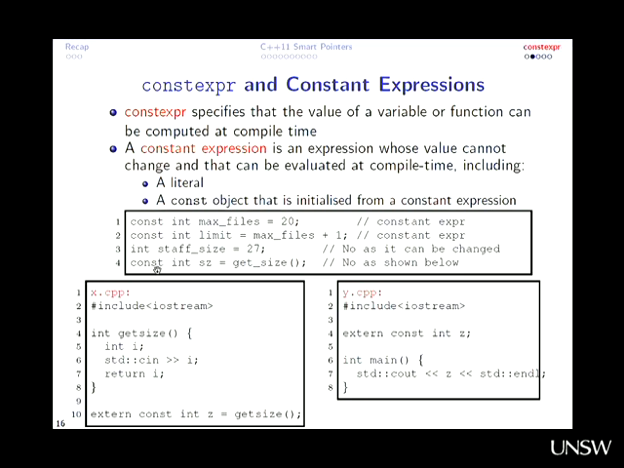If we say something like const int sz equals get size, even though this is const on the left-hand side, get size, which might be down here, is not const because get size is reading from the keyboard. So a const expression is whereabouts the entire thing can be deduced at compile time.